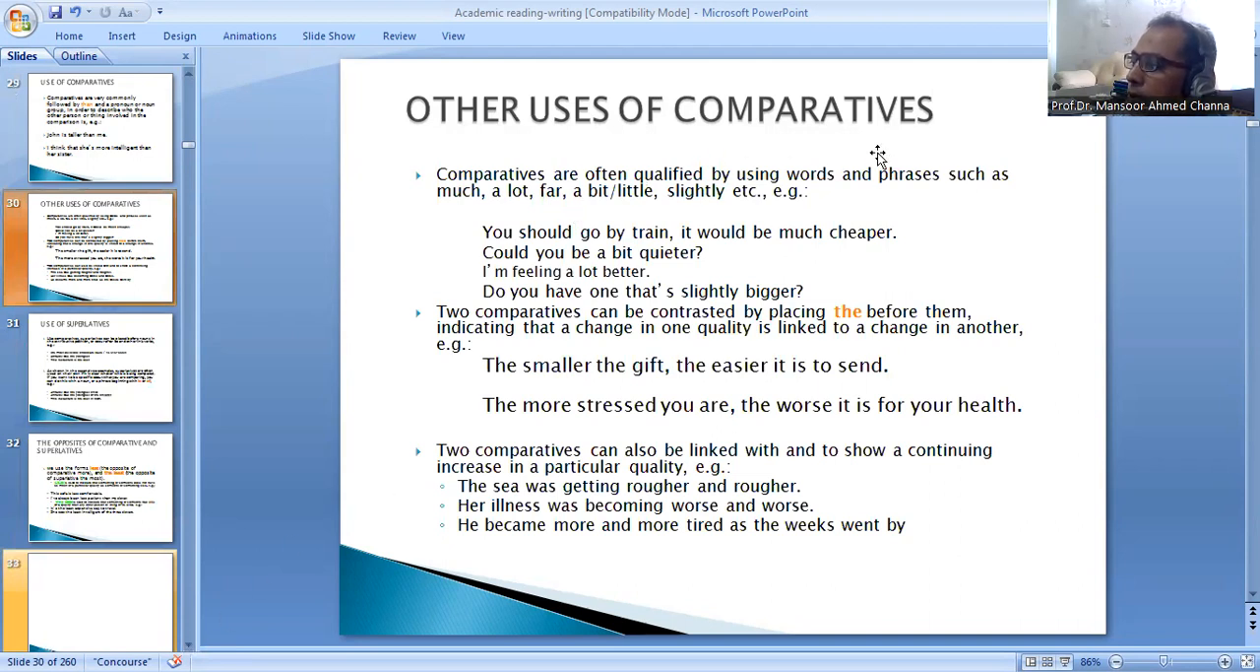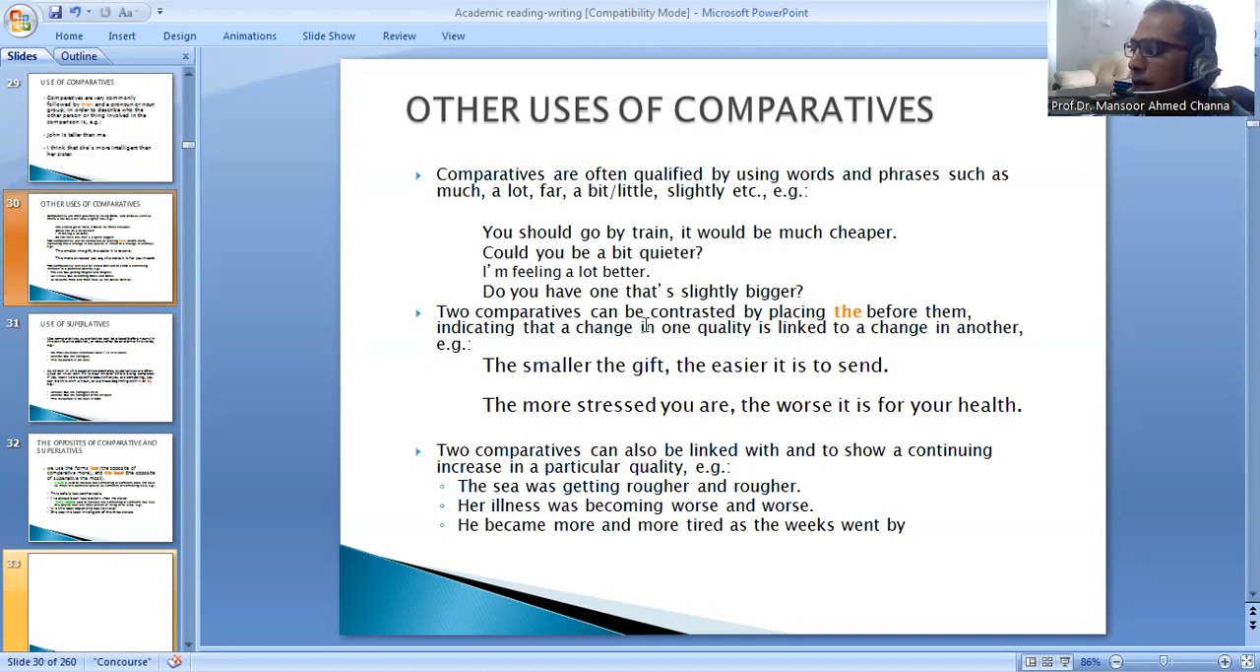Other uses of comparatives. Comparatives are often qualified by using words and phrases such as much, a lot, far, a bit, a little, slightly, etc. For example, you should go by train. It would be much cheaper. Could you be a bit quieter? I'm feeling a lot better. Do you have one that's slightly bigger?